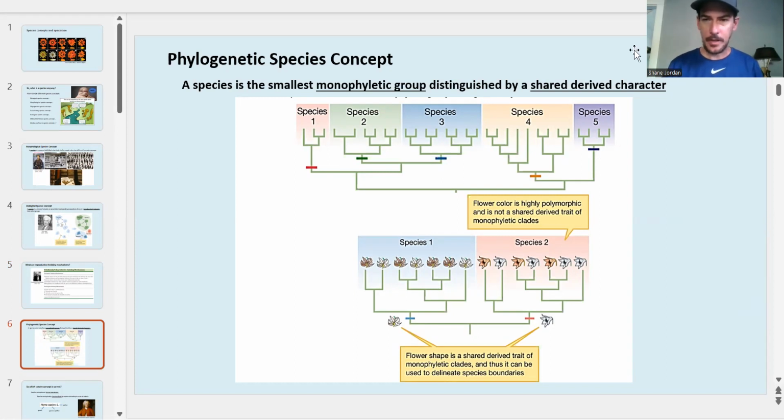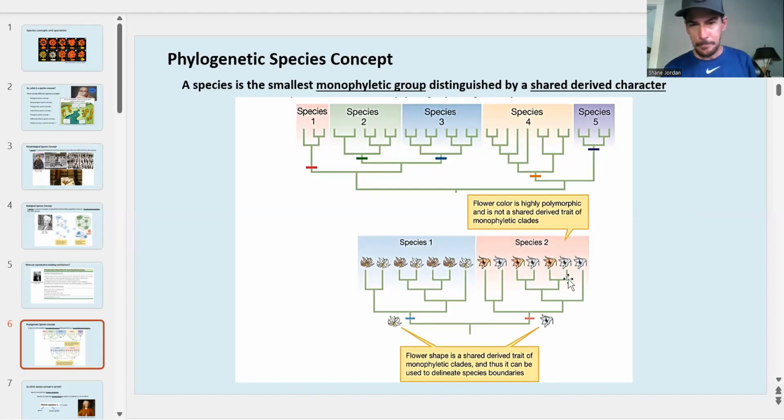So, for example, we have these 5 hypothetical species here, and each particular group seems to be united by a particular shared derived character. And we were comfortable calling these different groups separate species because they each share unique derived characters. For example, maybe with these flowers in the cartoon at the bottom, we have 2 different species really being classified based on flower shape and flower color. And so these 2 different clades have very different shapes of their flowers. And maybe they also have different colors of their flowers.